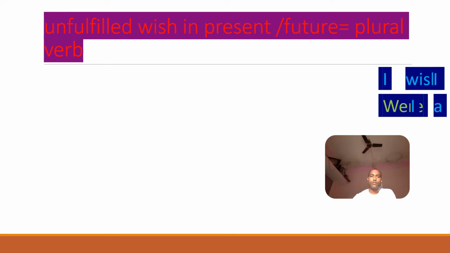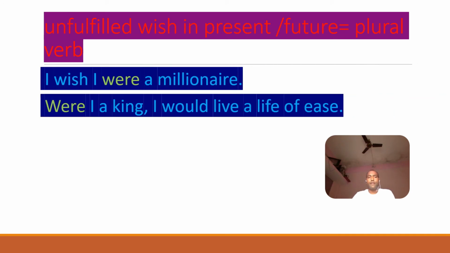Now we are going to learn the next rule on unfulfilled wish in present or future. It takes plural verb. That was the wish, but that is not fulfilled in present and that will not be fulfilled in the future. In such a case, for example, I wish I were a millionaire. See here, plural verb has been used. Were I a king, I would live a life of ease. So in such case, we use plural.